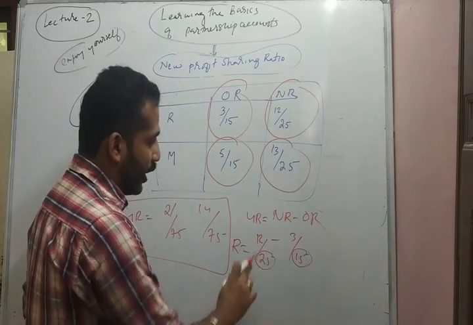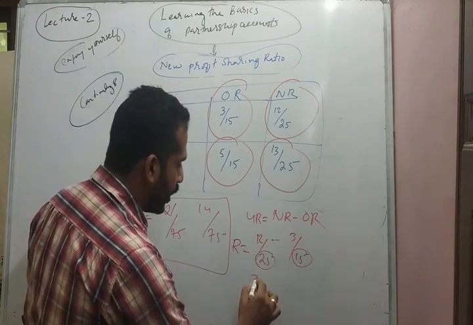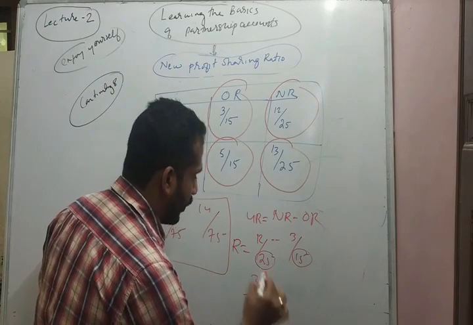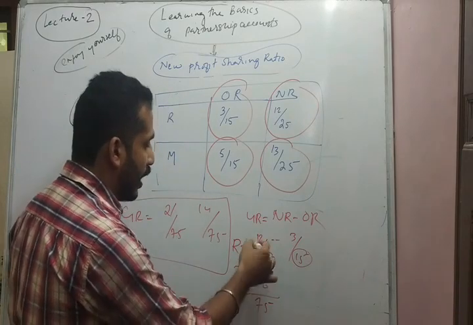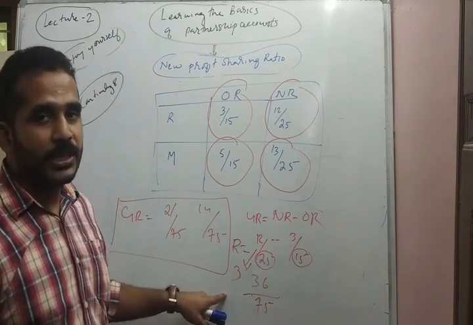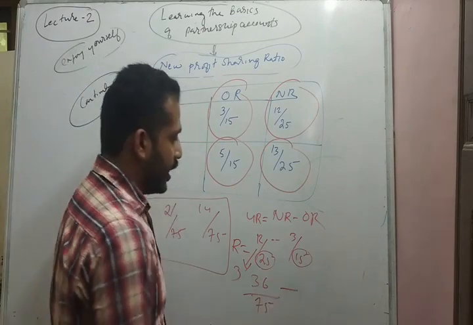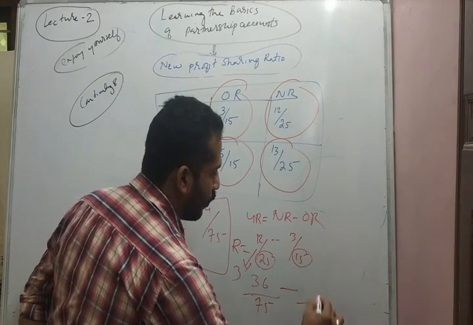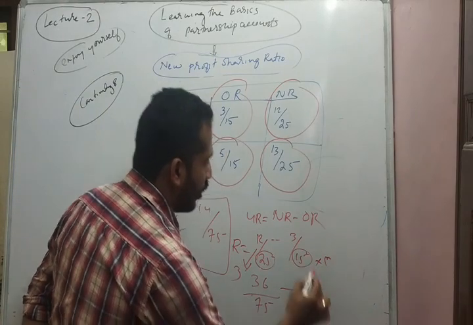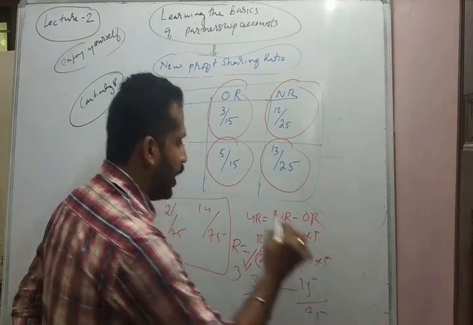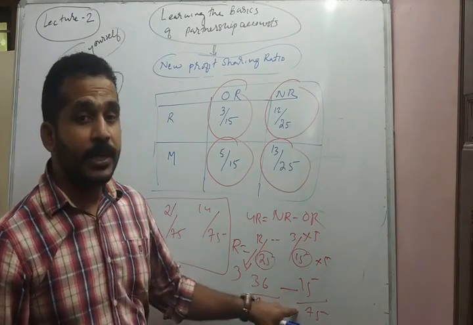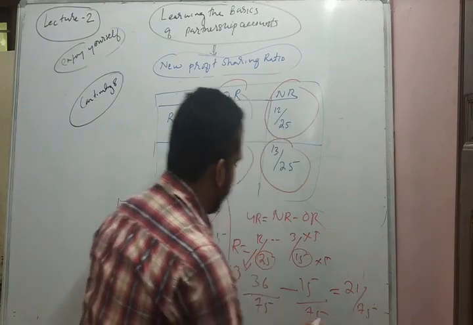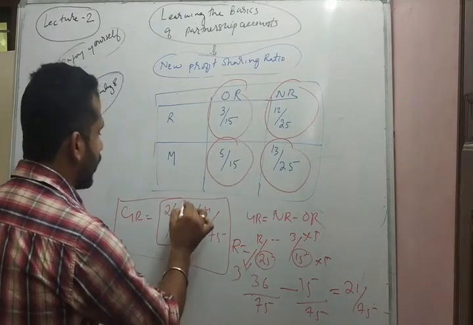So 12 by 25, 12 into 3, 36. Okay, minus 12 into 25, 75. So this is converted into another figure, and minus that 3 by 15. This is converted into 15 into 5, 75, 3 into 5, 15. So 36 by 75 minus 15 by 75, we will get 21 by 75. So this part is correct.